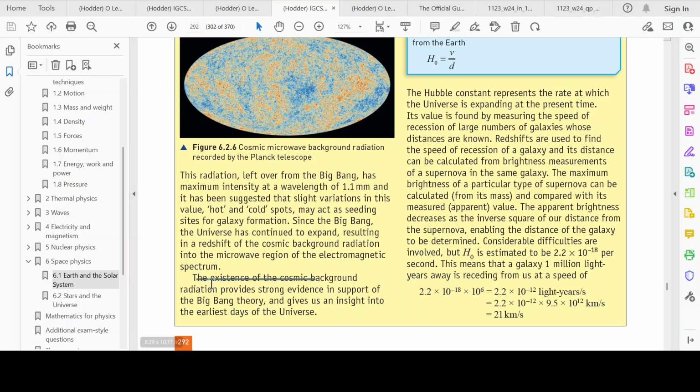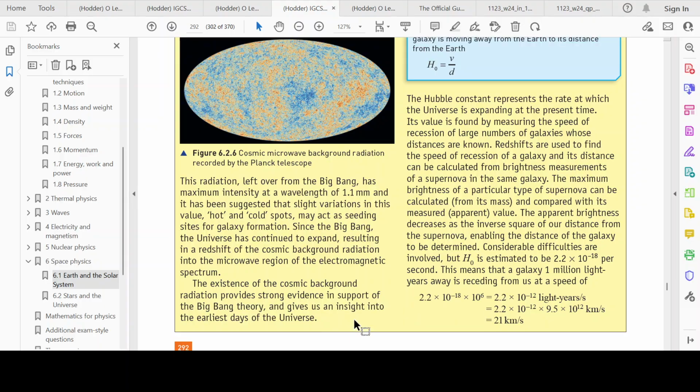The existence of cosmic background radiation provides strong evidence in support of the Big Bang theory and gives us an insight into the earliest days of the universe. Okay.